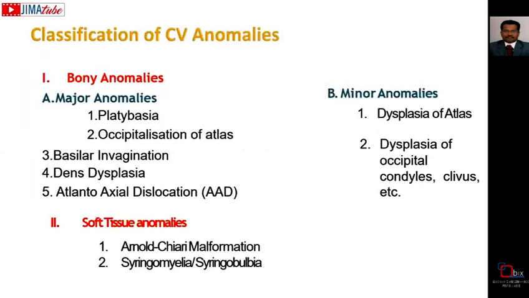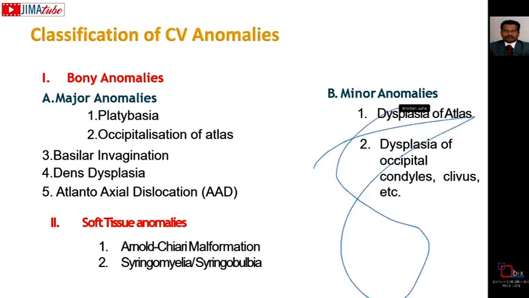So what does the classification say of CV anomalies? We have broadly divided them into bony anomalies and soft tissue anomalies. The major anomalies are platybasia, atlas occipitalization, basilar invagination, atlanto-axial dislocation. The minor anomalies are dysplasia of atlas and dysplasia of occipital condyle and clivus. We have only 2 soft tissue anomalies: one is Arnold Chiari and the other syringomyelia or bulb.